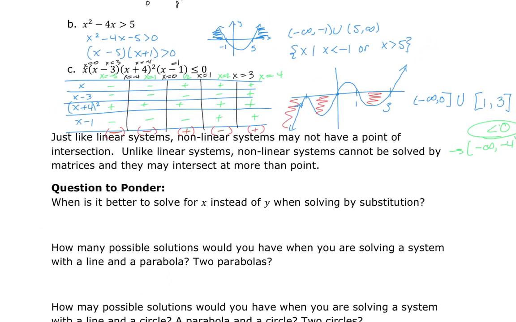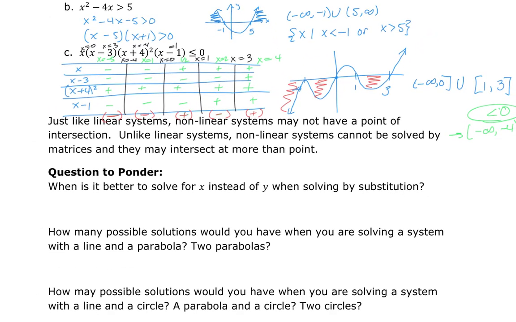Okay, just like linear systems, nonlinear systems may or may not have a point of intersection, but unlike linear systems, nonlinear systems usually cannot be solved by elimination. Sometimes they can, but they definitely can't be solved by matrices. And you're like, what's a matrix? Well, we're going to talk about that in the next one. And they may intersect in more than one point.